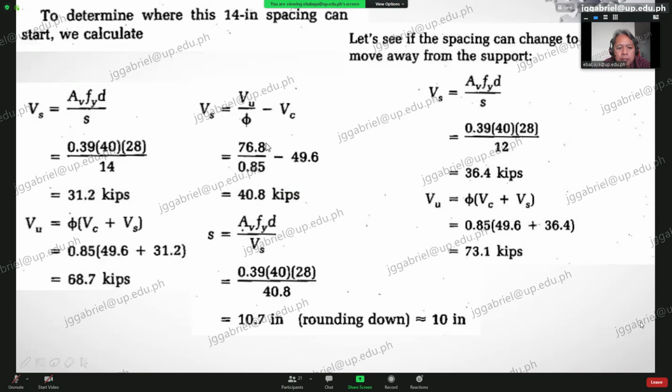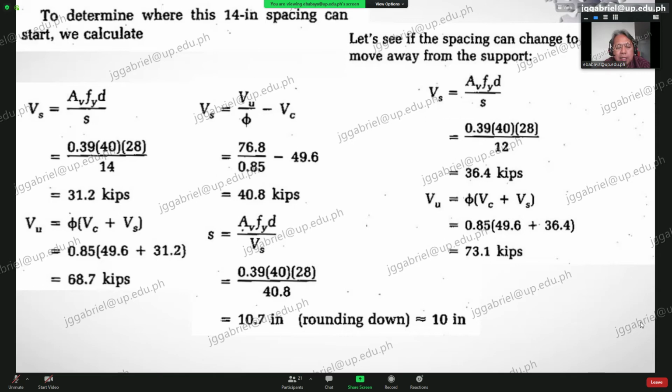So we have that 76.8. Now, we want to know yung VS this time. So, we know the VU, which is 76.8. This is the formula. Pareho lang yung kanina. Says VU is equal to phi times the quantity VS plus VC. If we rearrange that formula, we have VS is equal to VU over phi minus VC.